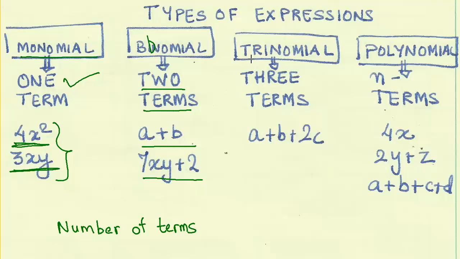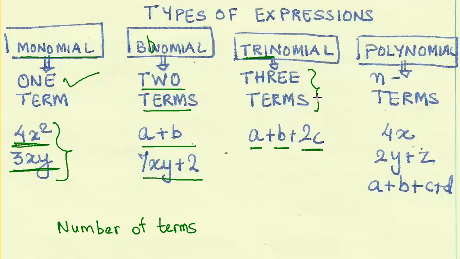Then we look at the next type of expression, which is a trinomial. Now the word tri might be familiar to you based on the geometrical figure triangle, three angles. Similarly, a trinomial means an algebraic expression that has three terms. An example of a trinomial is given here, where we have a, b and 2c, which are added together, three terms added together to form a trinomial.